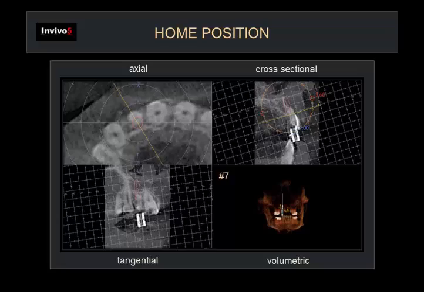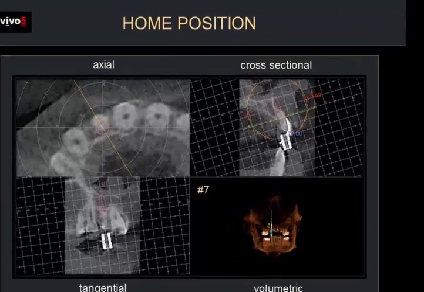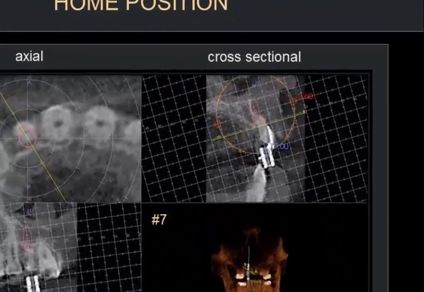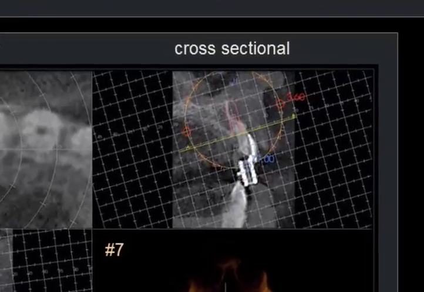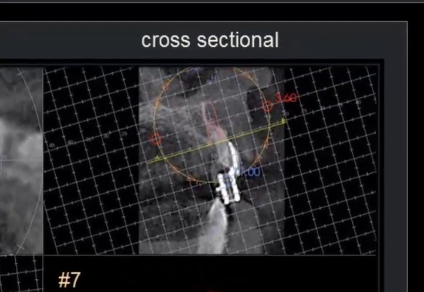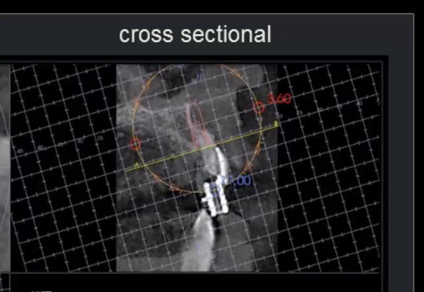If we look at a higher magnification of the cross-sectional view, we can see that the diagnostic guide cannot be used to place the implant. The results of the cone beam x-ray indicate there is a buccal concavity which will need to be grafted prior to implant placement.